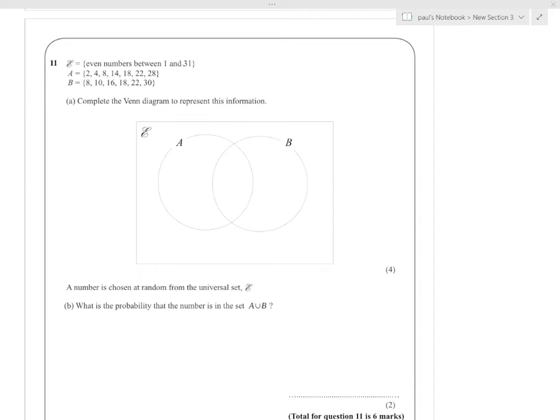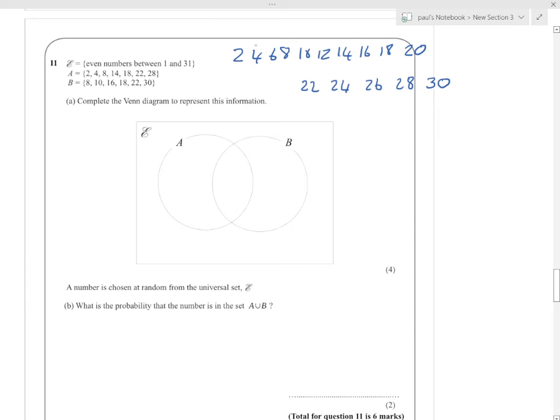Even numbers between 1 and 31. Okay. So we've got 2, 4, 6, 8, 10, 12, 14, 16, 18, 20, 22, 24, 26, 28, 30. Okay, all the even numbers between 2 and 30.